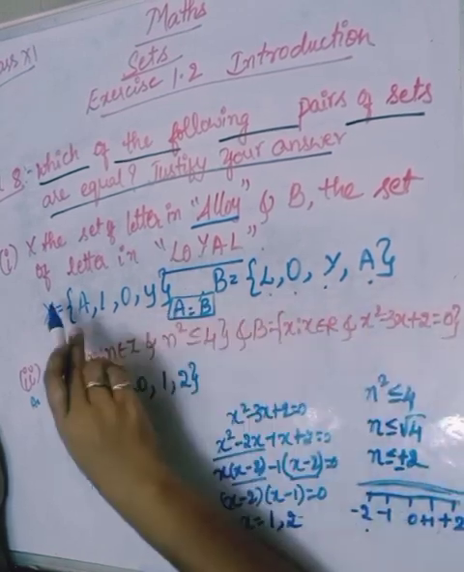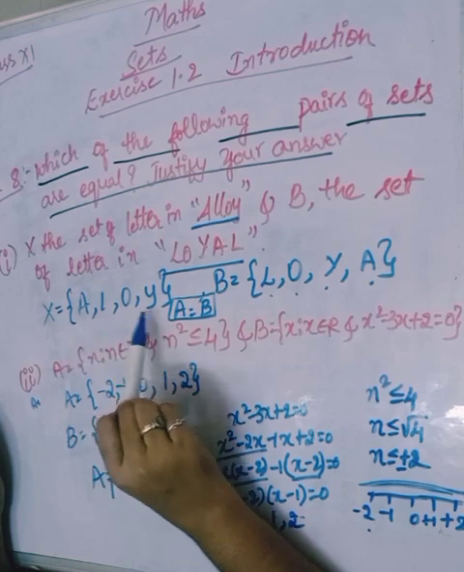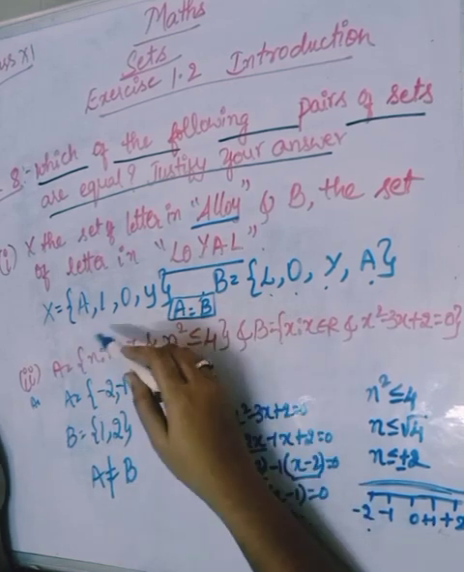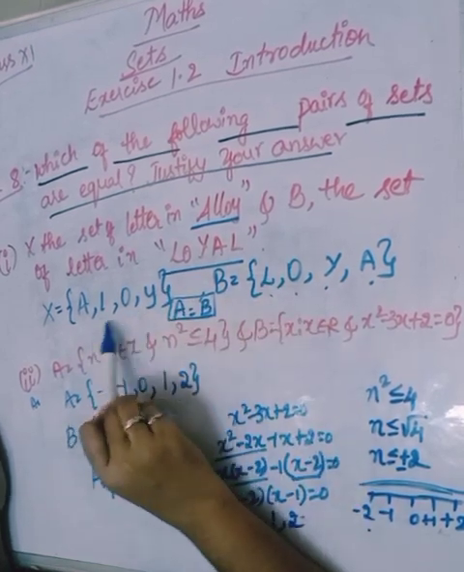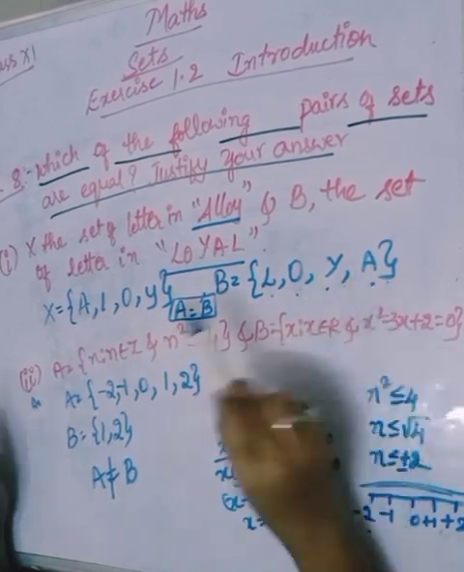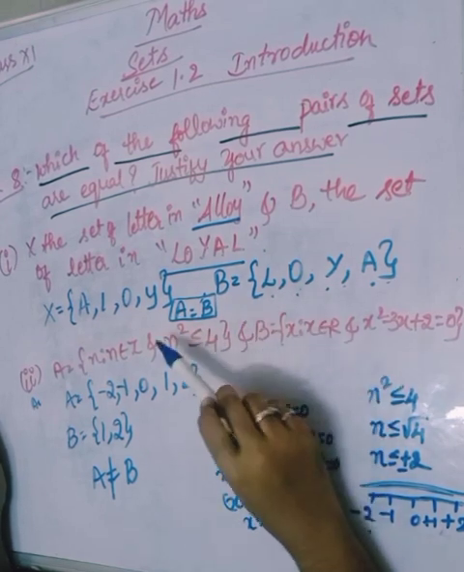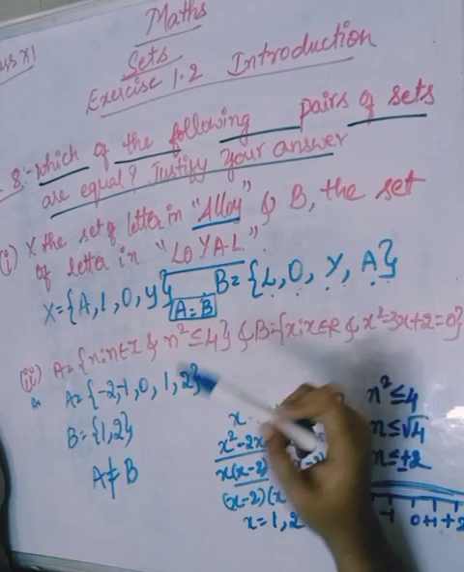Once again I'll explain. Here we have the first example. We got the letters A, L, O, Y, and because a letter repeating two times can't be written two times, I'll write only one time. I'll get A, L, O, Y. Here also I got L, O, Y, A. The same elements are there. So therefore I'll say A equals B, and it is an equal set because it has the same elements. You can write the answer like that.